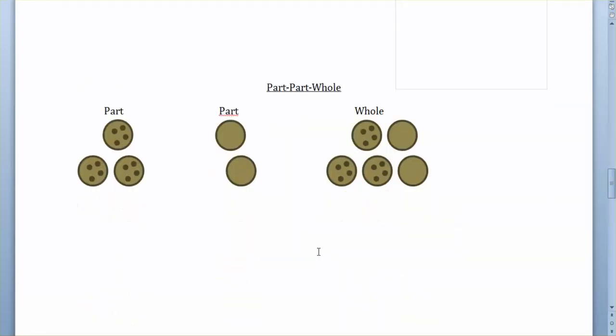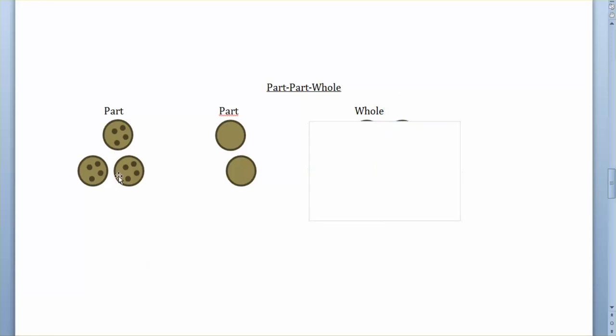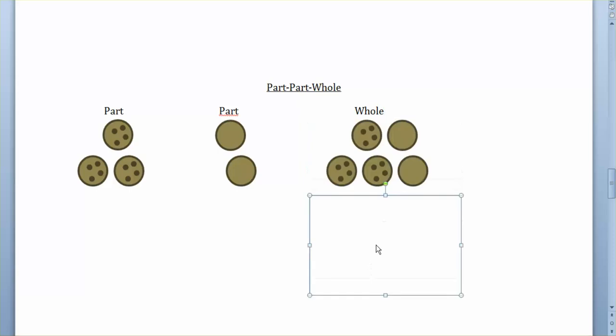Another structure is the part-whole structure. Here we don't necessarily have the action of putting things together or taking them away. We simply have a group of things separated into different parts. For example, we can talk about part-whole where the whole is unknown. Dr. Ross had 3 chocolate chip cookies and 2 peanut butter cookies. How many did he have altogether? 5.